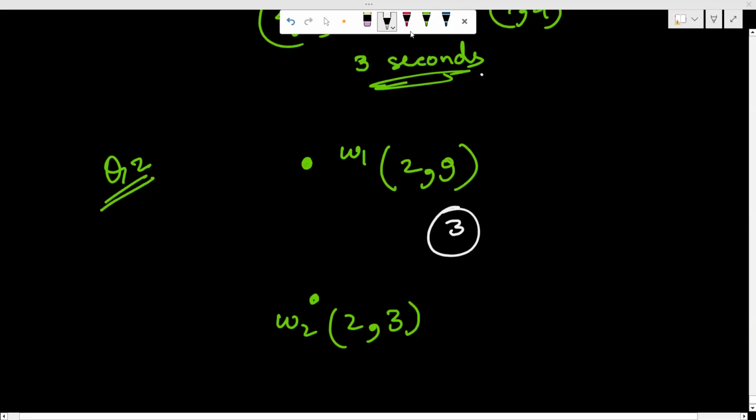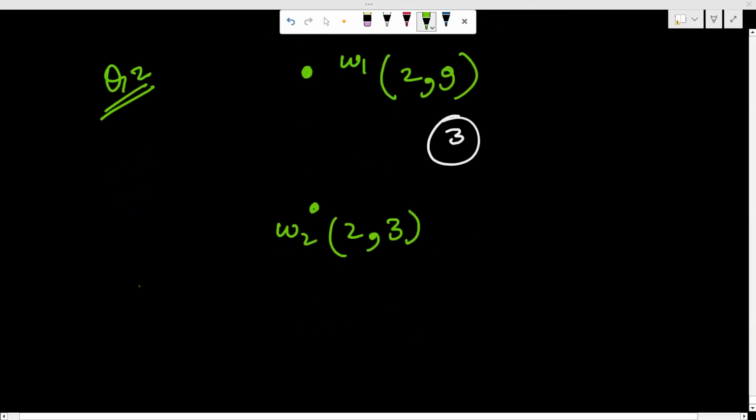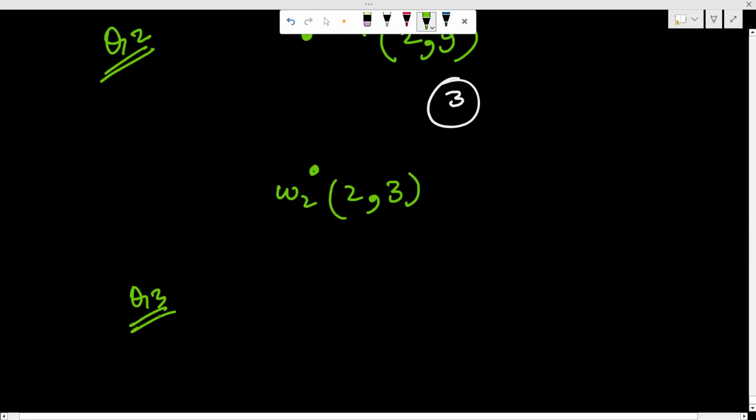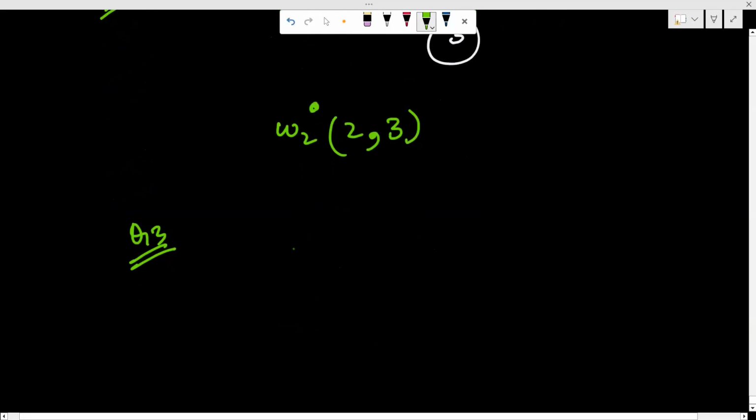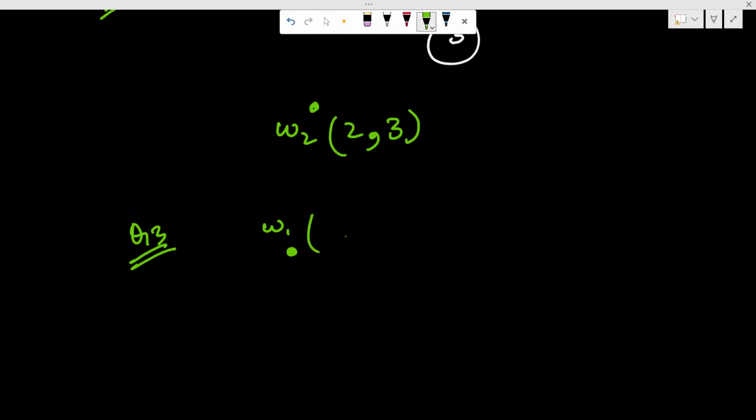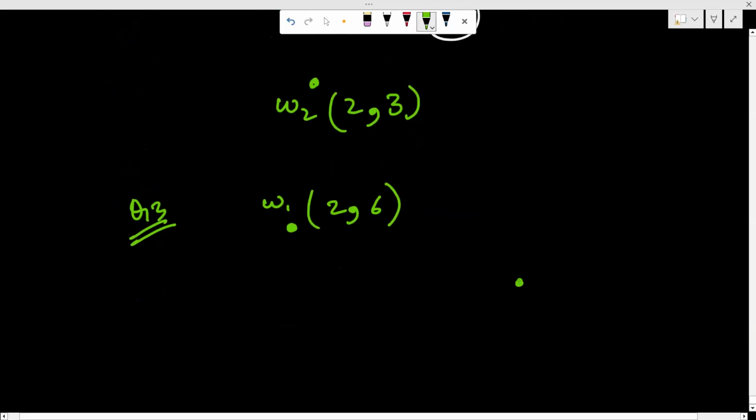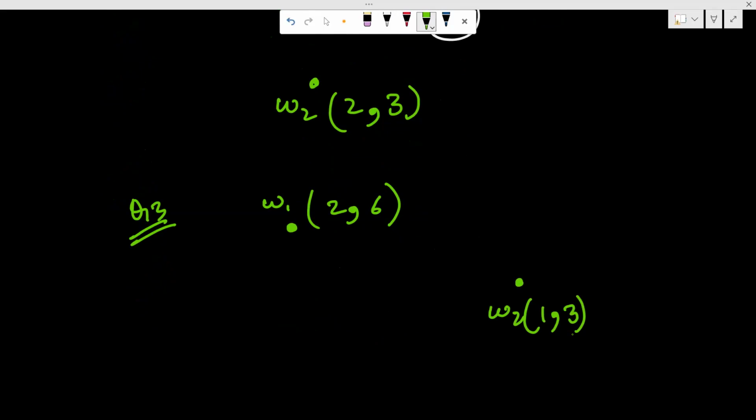No doubt? Cool. Let me put forward the third and the last question. Let's suppose I have a well 1 that has a coordinate of, let's suppose, 2, 6. I have well 2, which has a coordinate of, let's suppose, 1, 3. Can you tell me the minimum time after which these two wells will become connected?